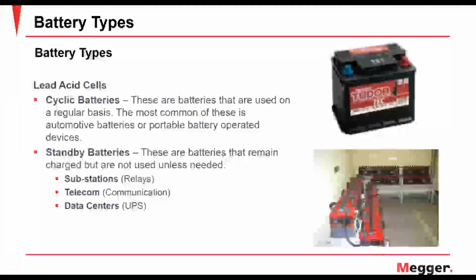Starting with the lead acid cells, basically you can divide them into two sectors: cyclic batteries, where you are using them on a regular basis. These are mainly common in automotive batteries or portable battery operated devices. They are usually regularly charged and discharged and used frequently.